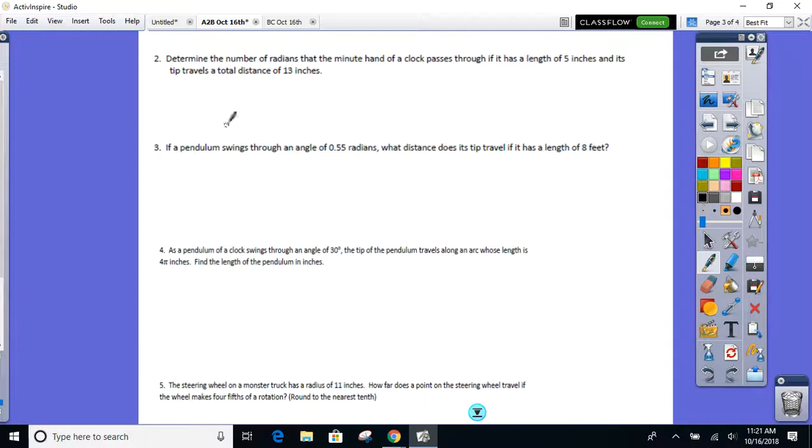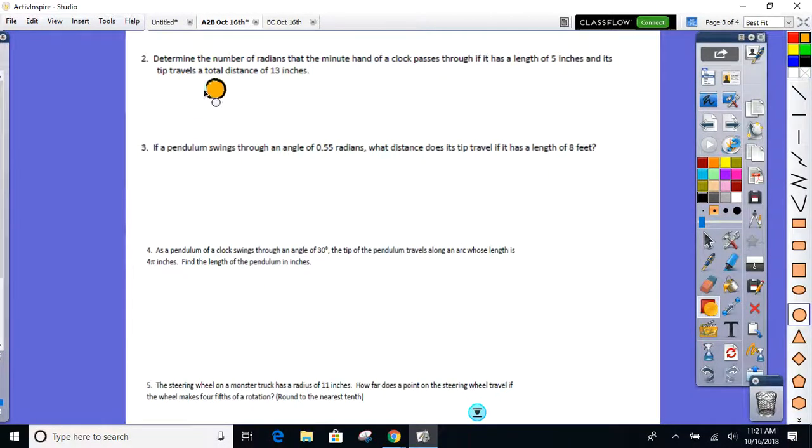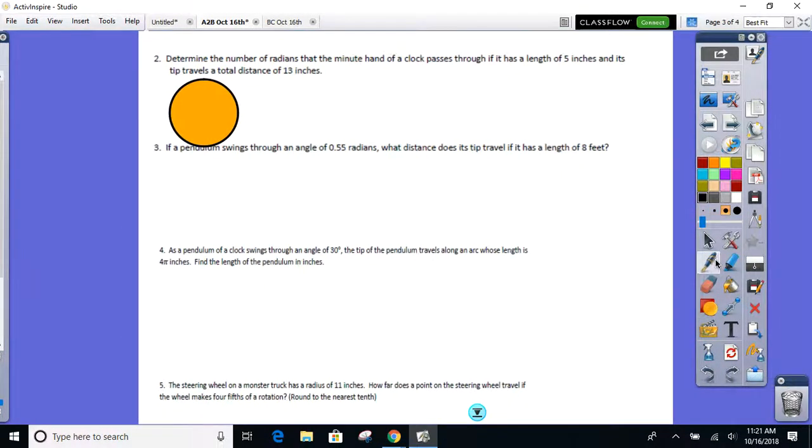All right. So you got your old circle here, the old clock. Minute hand's got a length of 5 and it travels. What's this 13 going to be? If I got 5 here, travels a total of 13 inches. What's 13 inches up here? Arc length, right? 13. And what am I trying to find? The angle measure it makes in radians. Yep. Okay.